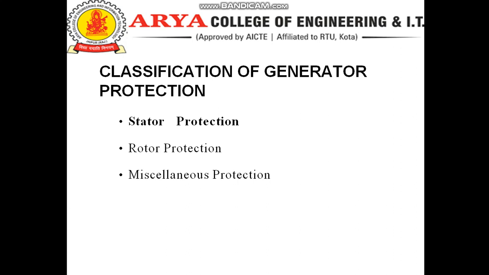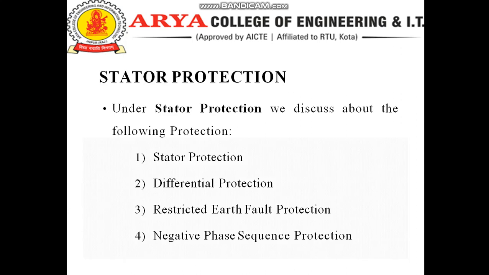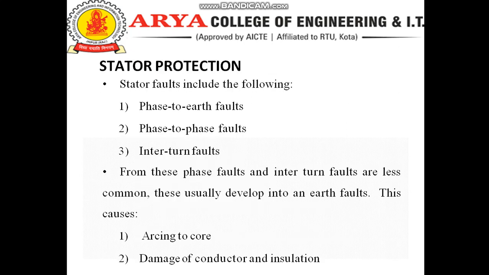Now we discuss the classification of generator protection. The first one is stator protection, the second one is rotor protection, and the third one is miscellaneous protection. In this video lecture, we discuss only the stator protection. Under stator protection, we discuss the following protections: the first one is stator protection, the second one is differential protection, the third one is restricted earth fault protection, and the fourth one is negative phase sequence protection.